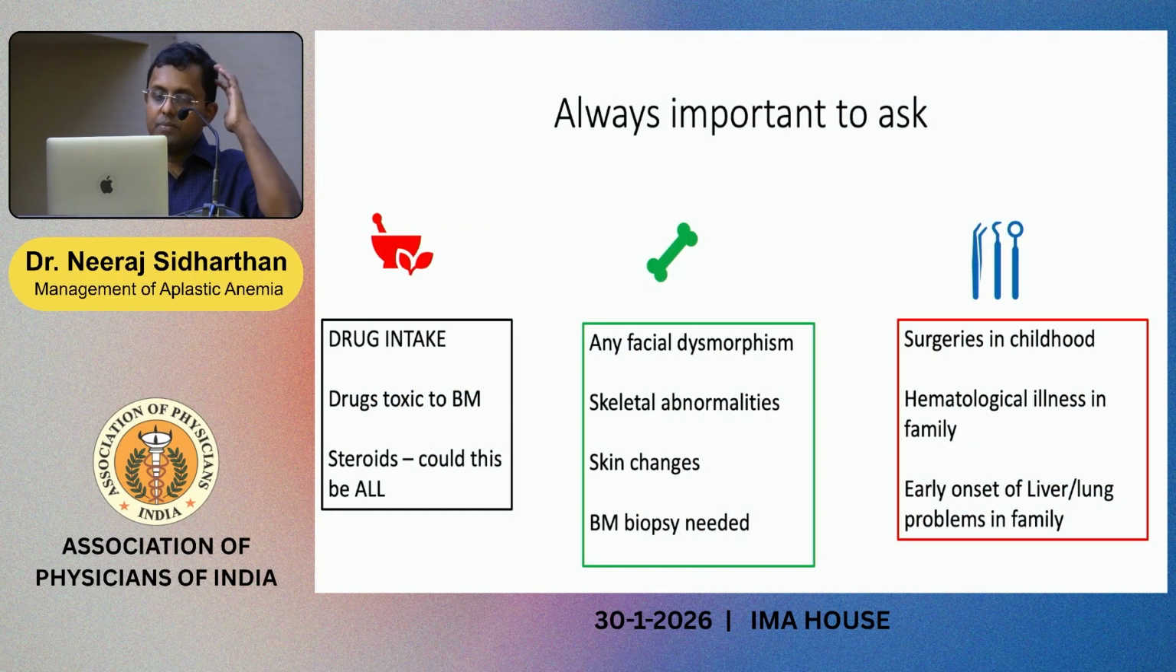So it's always important to take a few histories, like whether the patient has taken any drugs toxic to the bone marrow. Sometimes acute lymphoblastic leukemia can present with pancytopenia, and they may have had steroid intake for some reason. So it may be a masked phenomenon. So it's very important to ask the question about steroids. And when you do the physical examination, look for facial dysmorphism.